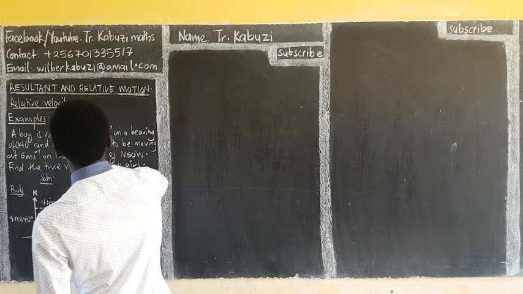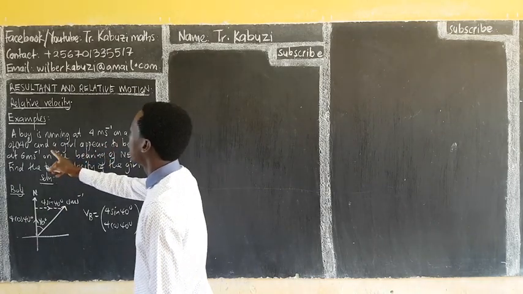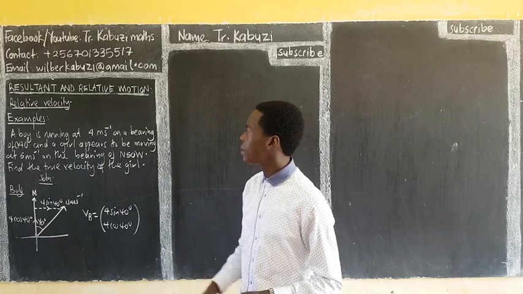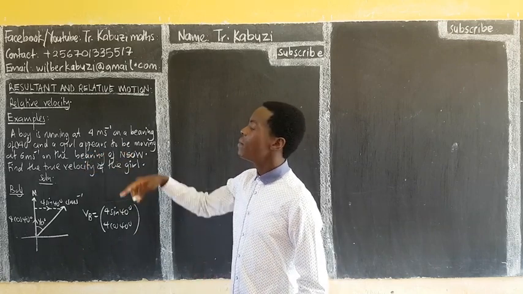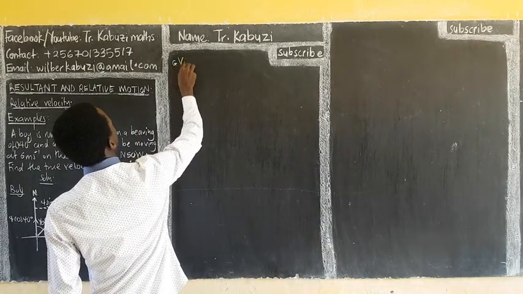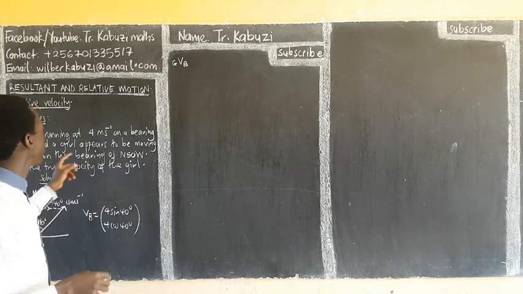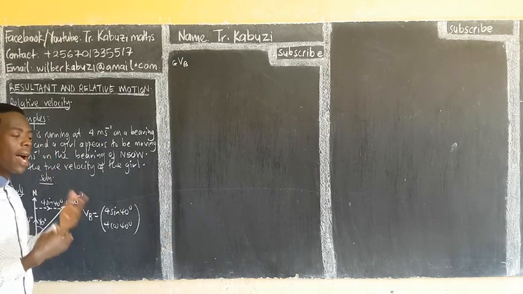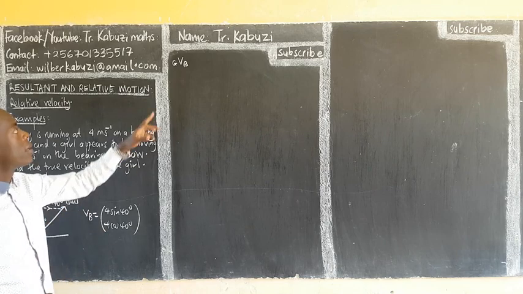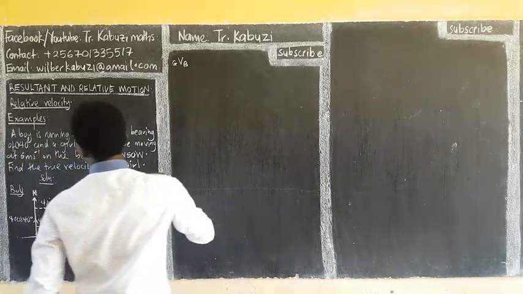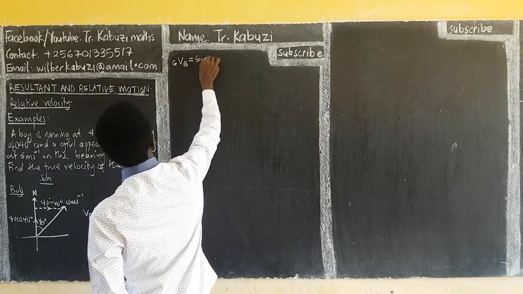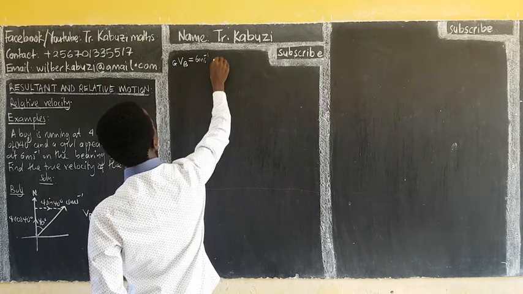So then they are telling us that a girl appears. Whenever you hear the word appear, it means that's the relative velocity. So a girl appears to be moving, so now it is the velocity of the girl relative to that of the boy. In simple terms, the velocity of the girl relative to that of the boy. That's what they are giving us. So they are giving us this as 6 meters per second.